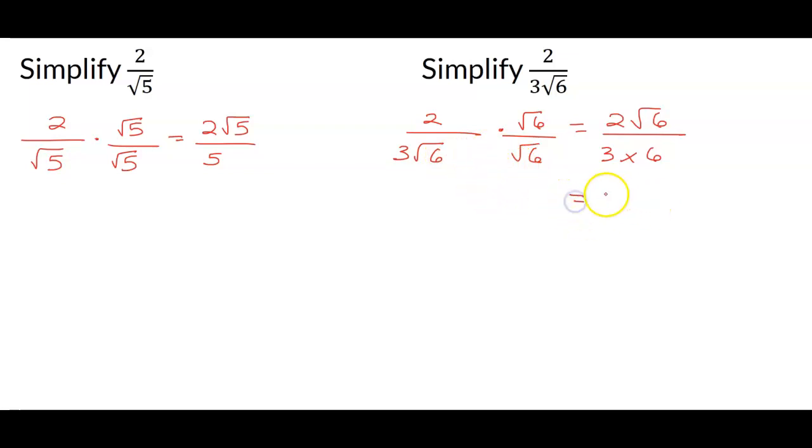So this is going to be, we can simplify. You can divide this by 2 and you get 3. You divide this by 2, you get 1. So this is square root of 6 divided by 9.